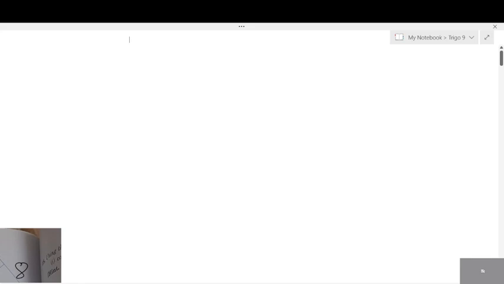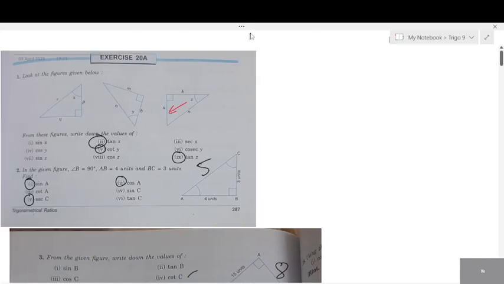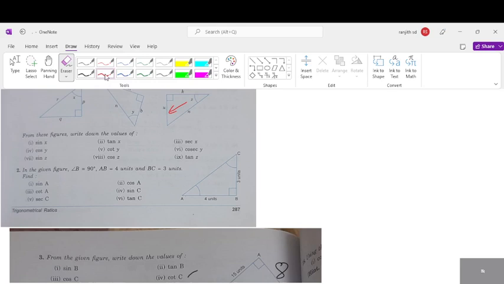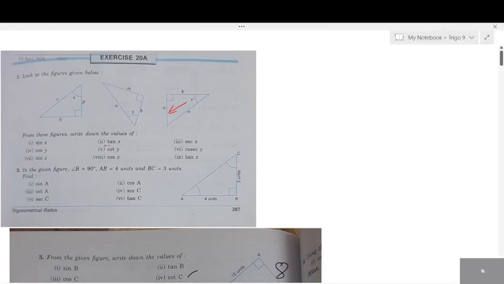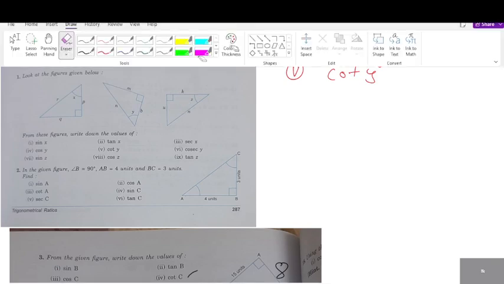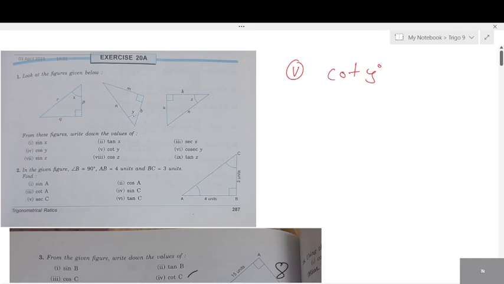See, I'll solve for the first 5 minutes. I'll solve a few questions and I'll give time for you all to do it. First question, it is very simple. They have given so many values here: sine, cos, tan, cot, sec, all this thing. Fifth question, cot y, students. I'll tell you how to solve. Cot y. Y is in which diagram? Second diagram. Can you see y is given?